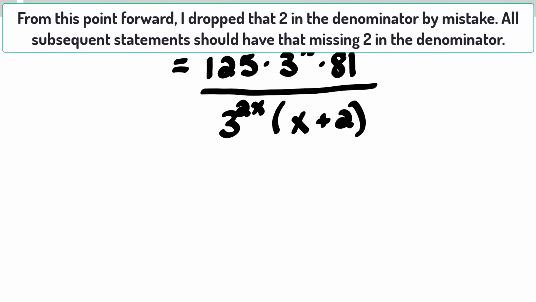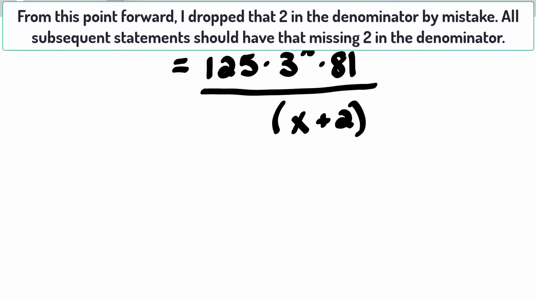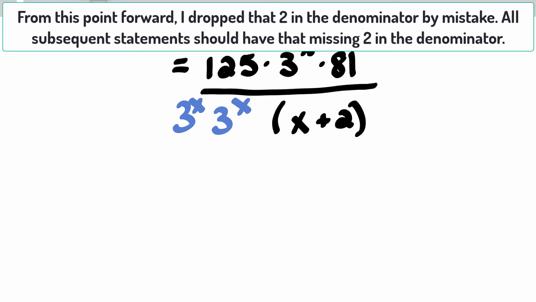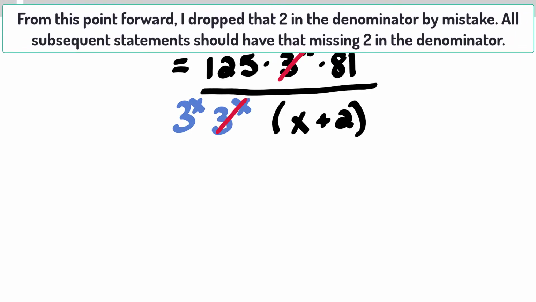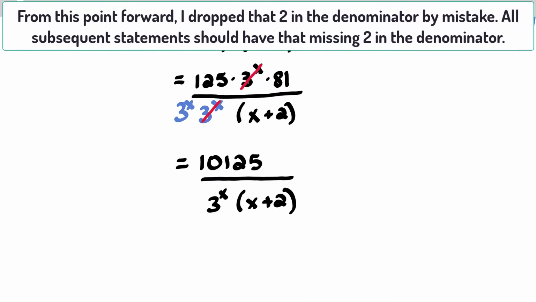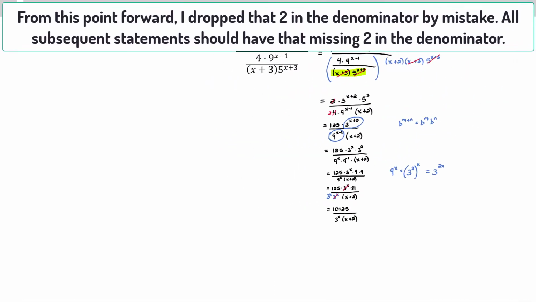Another way you can think about that is the following. You could easily see that 3 to the 2x is the same thing as 3 to the x times 3 to the x, and this allows you to cancel one of those 3 to the x's there. In the end, you get the following. That is the simplified version of the original statement that was handed to us, that really messy statement up there.